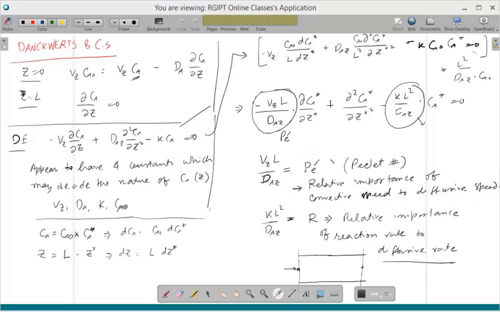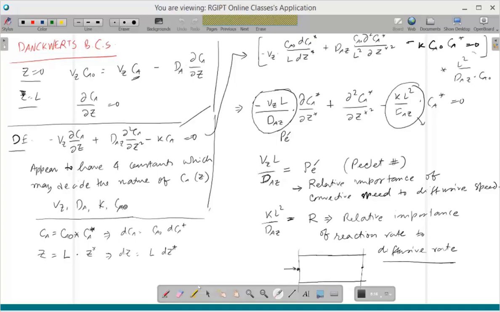So the relative importance of these two competing effects is represented by the Peclet number. Similarly, there is the constant R, which is like the Thiele modulus actually, but we will not call it that here. It is defined with respect to catalyst particles, so basically reaction and diffusion rates are compared in this. These two constants essentially decide the properties of the non-dimensional concentration with non-dimensional length.